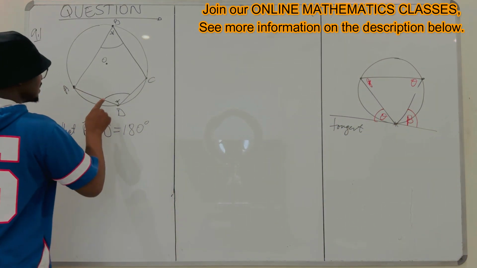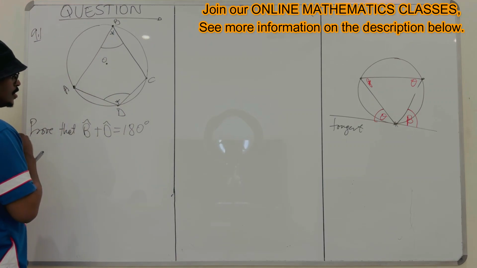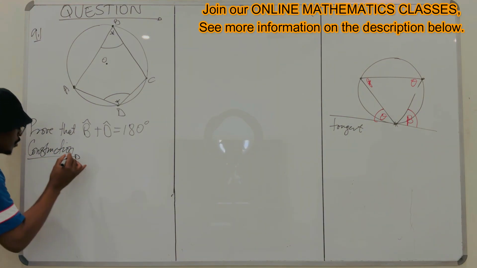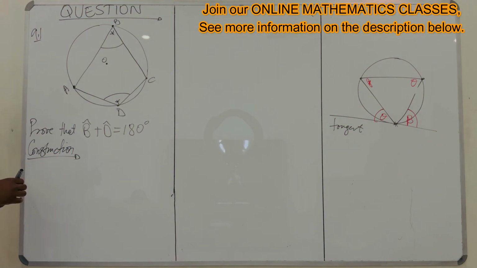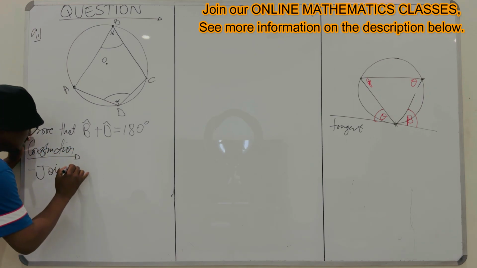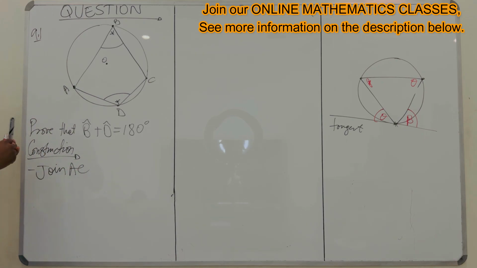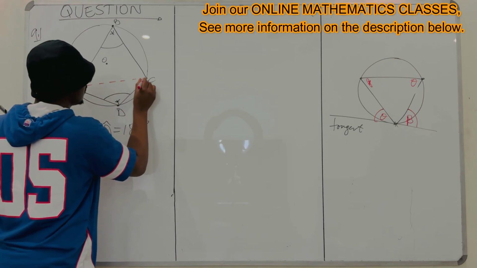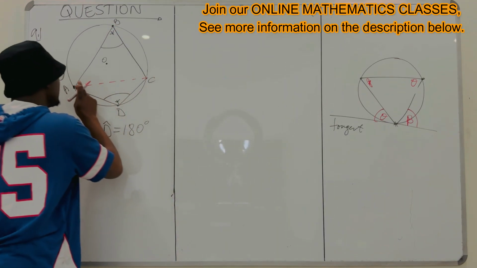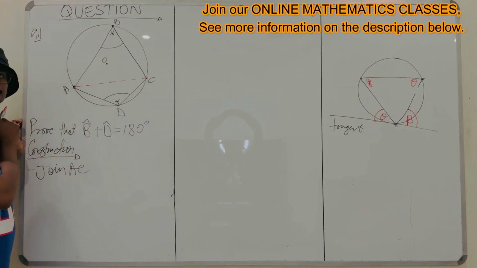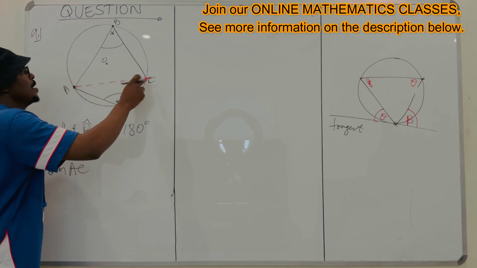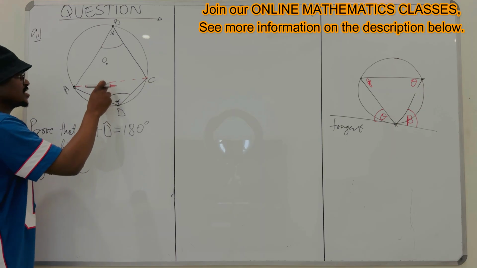So I want to prove that the sum of this angle and that angle is 180 degrees, right? No problem. Let's construct something. Construction. The first thing that I'm going to do is join AC. So there's AC. After joining AC, do you see that I have a triangle here, and I have another triangle down here? So I have two triangles: this triangle, and that triangle up there.